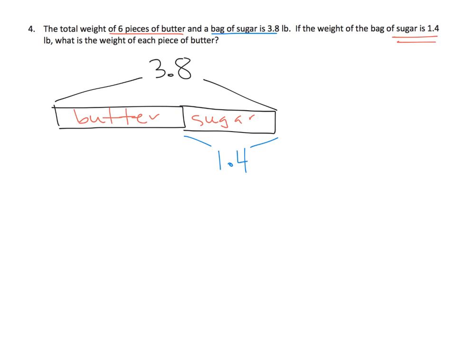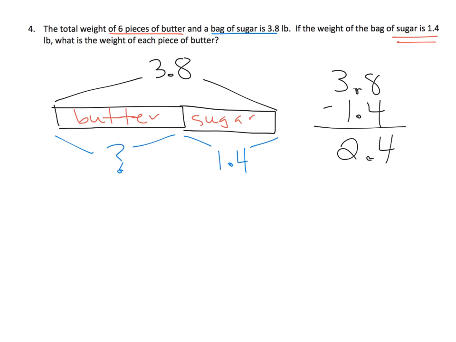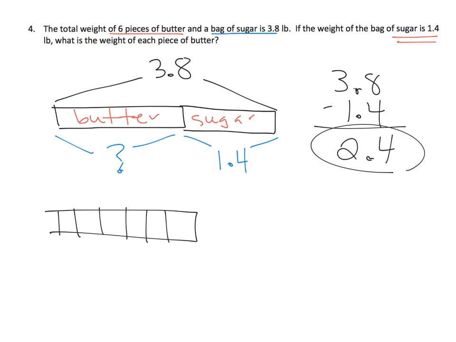Now it says what is the weight of each piece of butter. So the first thing we need to do is figure out how much butter is there. So that's going to be 3.8 subtract 1.4. That gives us 2.4 pounds. And so now that we have 2.4 pounds, this butter is going to be cut into 6 pieces. Why did I cut it into 6 pieces? Because it says so. We have 6 pieces of butter. So this whole thing is 2.4.